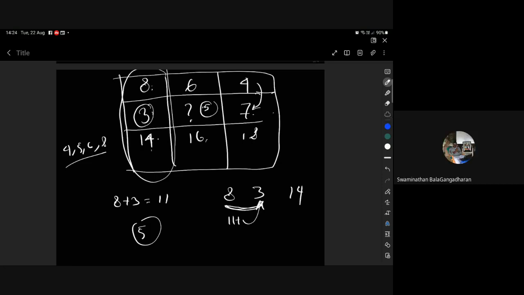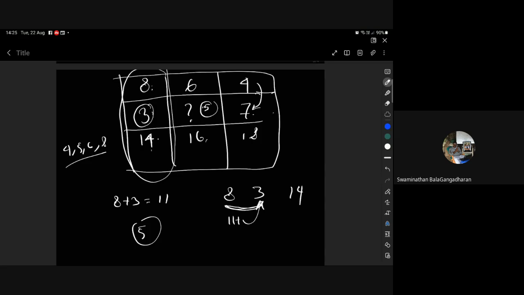Sir, actually, how I approached it is there's a difference of 2. 8 minus 2 is 6. So similarly, 3 plus 2 is 5, 5 plus 2 is 7. Like that I approached. Is that wrong? No, sir, that is wrong. How did you approach again?